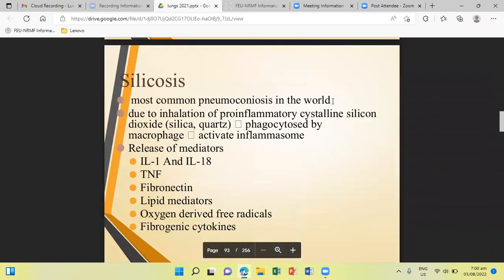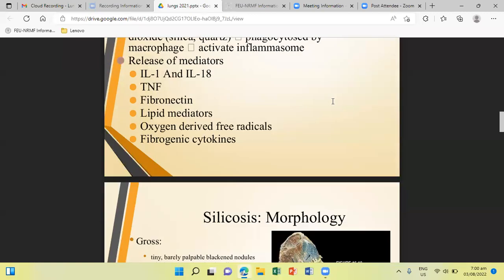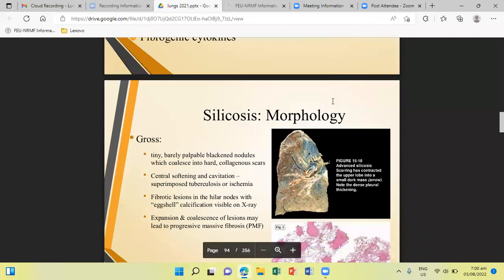Second would be silicosis. Silicosis is a lung disease caused by inhalation of crystalline silicon dioxide, commonly known as silica. It is usually presenting after decades of exposure. It is a slowly progressing nodular fibrosing pneumoconiosis. It is regarded as the most prevalent chronic occupational disease in the world. So, what happens in silicosis?